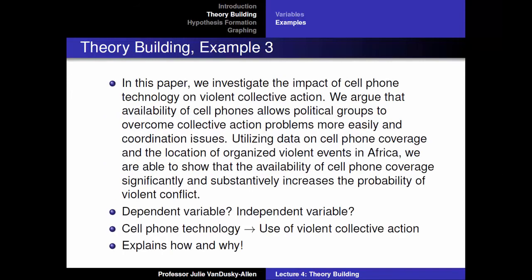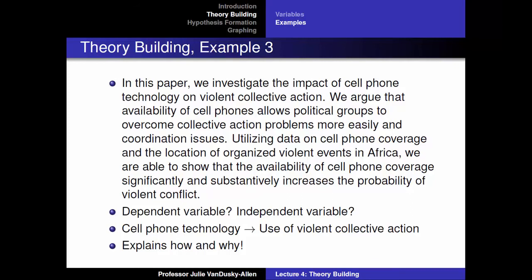And here's another model. In this paper, we investigate the impact of cell phone technology on violent collective action. We argue that availability of cell phones allows political groups to overcome collective action problems and coordination issues more easily. Utilizing data on cell phone coverage and the location of organized violent events in Africa, we're able to show that the availability of cell phone coverage significantly and substantively increases the probability of violent conflict.